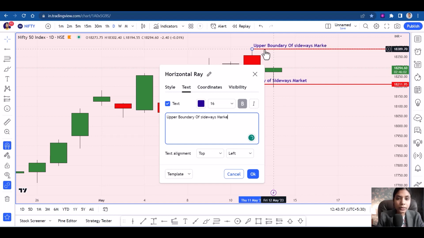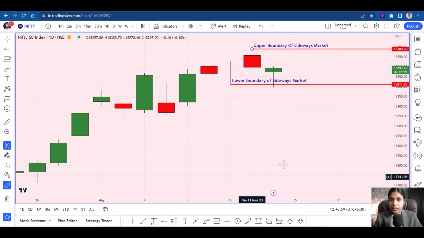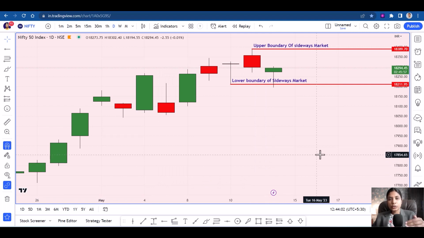So I know that Nifty is sideways, and it is sideways in a range of say 18,400 on the upside and 18,200 on the downside. So merely, if you see, Nifty is sideways in a 200 points range.